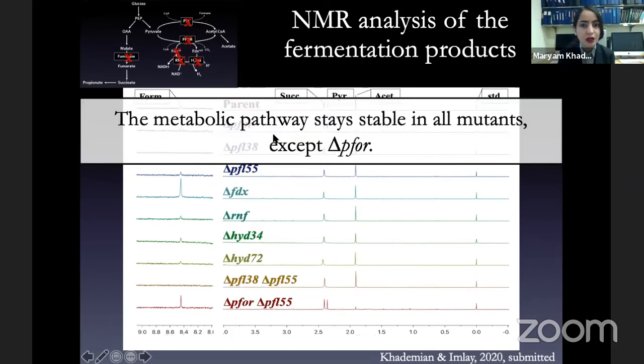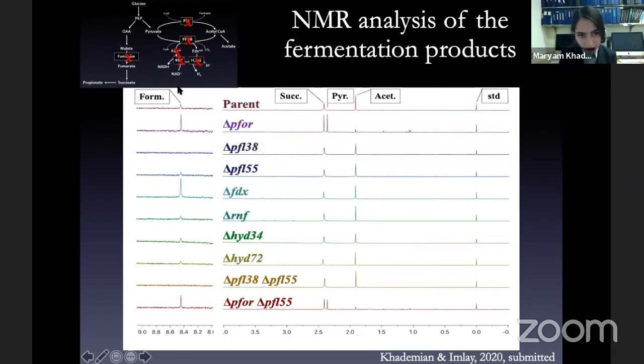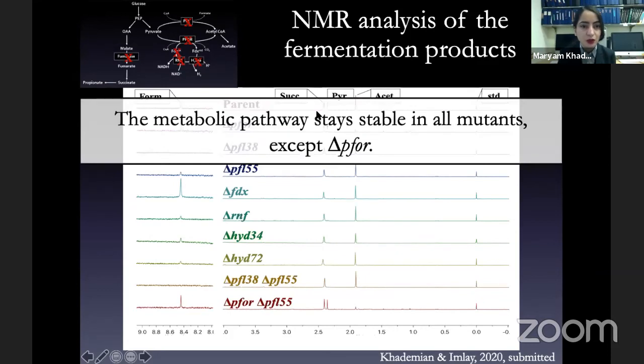is produced. But if you look at all the other mutants, I deleted a lot of different things here, but all of the other ones look almost exactly the same as the wild type strain, which is the parent, and it's the graph up here. So it seems like the metabolic pathway stays stable in all mutants except for PFOR. Okay. Now, we have a big picture view of what is happening here and what is important in this scheme.